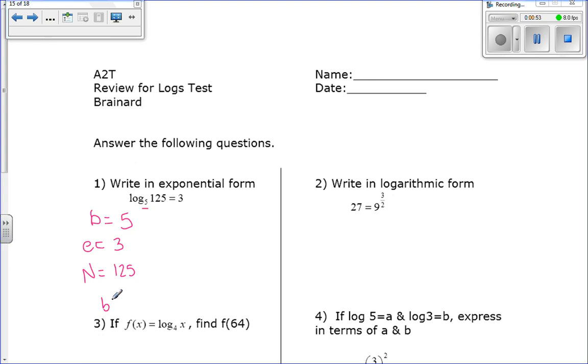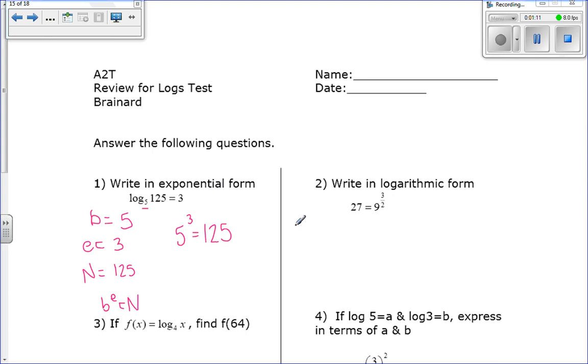I'm going to put this into BEN form. So my base is 5. My exponent is 3. My number is 125. You can always check this. This needs to be a true statement. It won't ever be a false statement when you're changing back and forth.